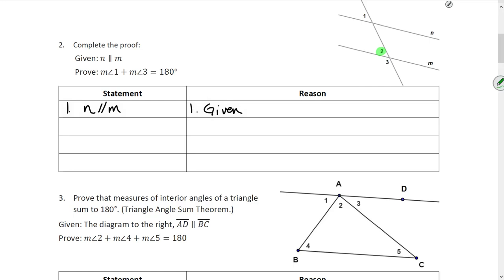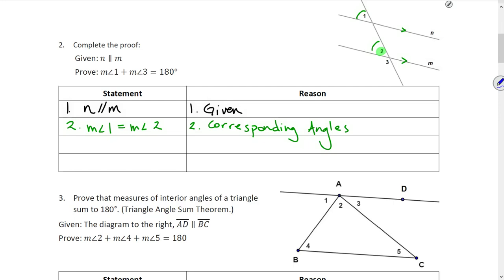So let's go back here. I'm going to talk about angles 1 and 2. And let's see here, angles 1 and 2 are corresponding angles. And if the lines are parallel, then the corresponding angles are equal in measure. So the measure of angle 1 is equal to the measure of angle 2 because they're corresponding angles. Okay, that's nice to know.